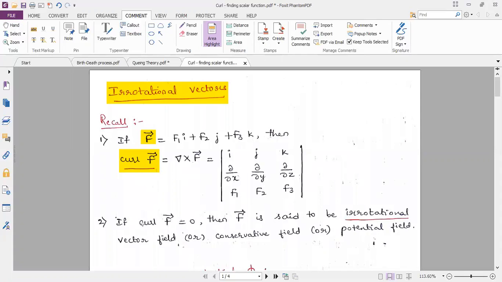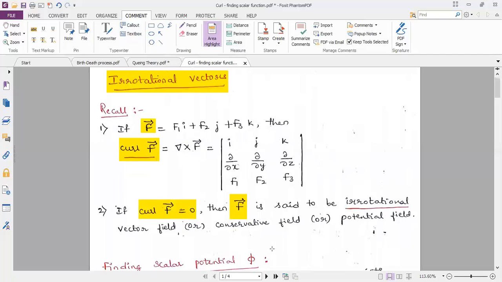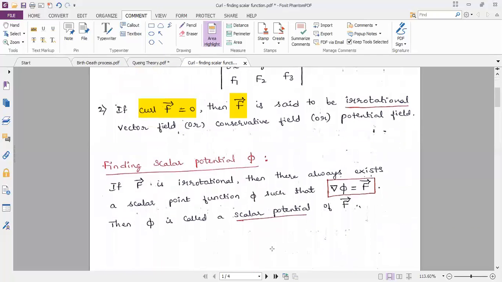Recall that curl F equal to 0 implies vector F is an irrotational vector field, also called a conservative field or potential field. Now, how to find the scalar potential phi? If vector F is irrotational, then there always exists a scalar point function phi such that grad phi is equal to vector F. Then phi is called a scalar potential of vector F.